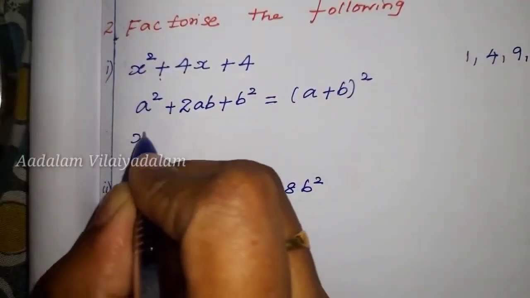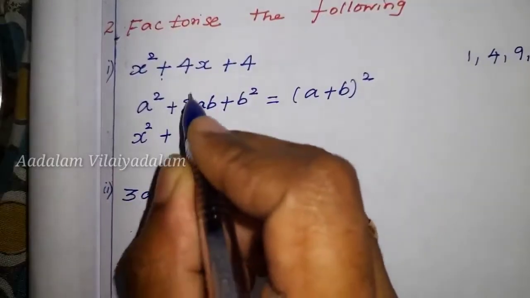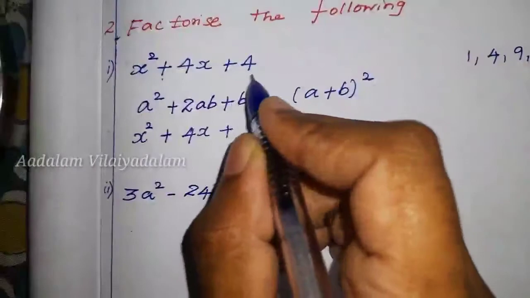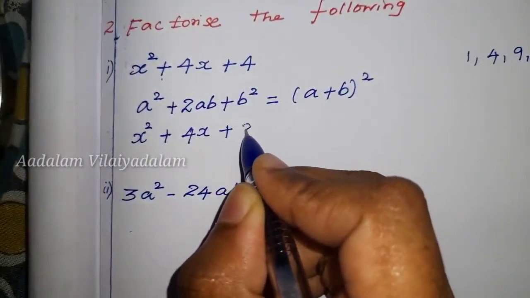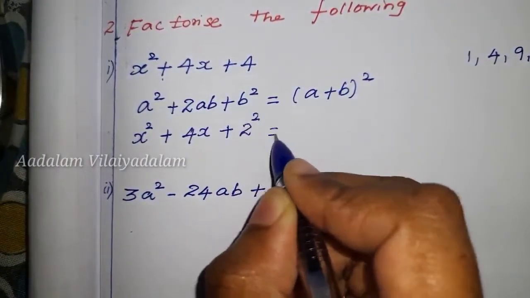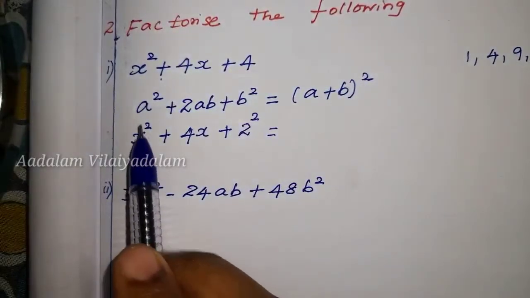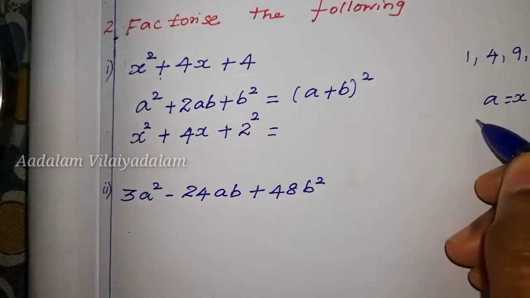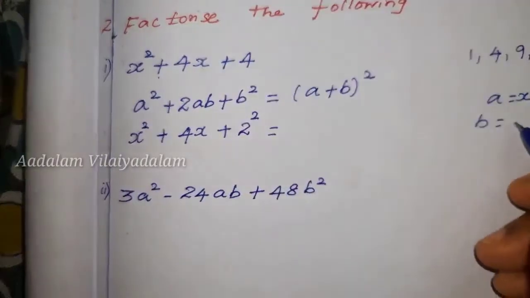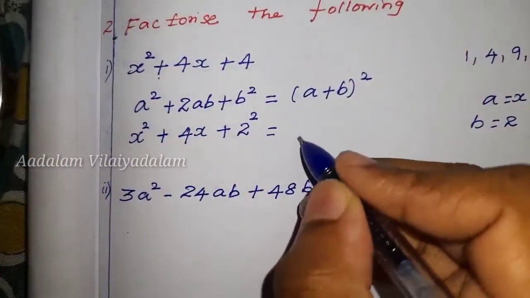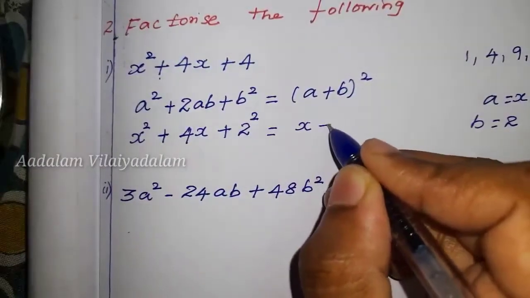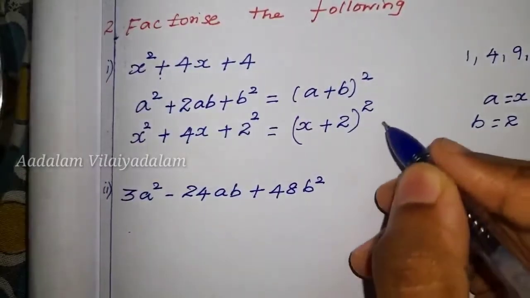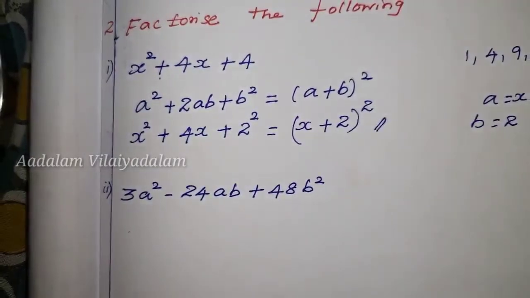So we have to find the values of a and b in a plus b the whole square. So x square plus 2ab is 4x plus, and 4 in terms of square is 2 square. Now identify the a value. Here the a value is x, and b equal to 2. So x plus 2 the whole square. So the answer is x plus 2 the whole square.